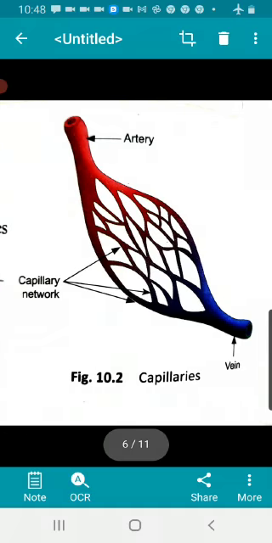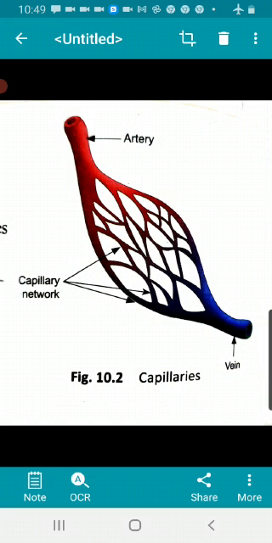Now the third one is capillaries. The capillaries are very thin walled blood vessels that connect arteries, which are red in color, and veins, which are bluish in color. The walls of the capillaries are so thin that the diffusion of gases and chemical substances takes place very easily. The capillaries help to distribute oxygenated blood from arteries to organs and deoxygenated blood from organs to veins.